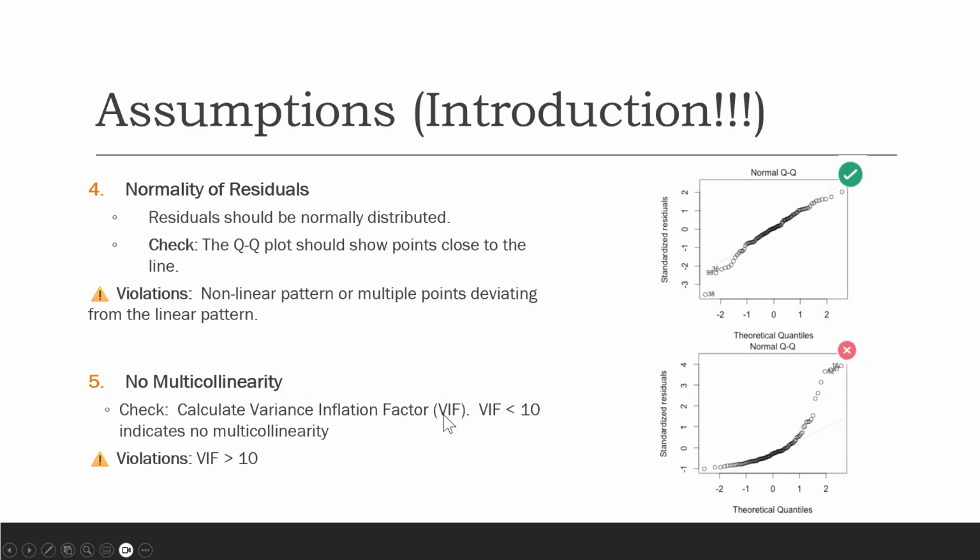abbreviate with VIF. If that VIF is less than 10, then we have no evidence of multicollinearity, and that assumption is satisfied. However, we will violate that assumption if we see a VIF that's greater than 10. I'll show you how to get all of those plots and the VIF in an example shortly.